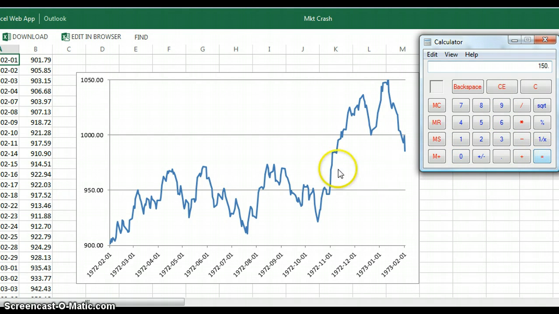So let's just look at the 1973 percentage change from the trough to the peak over here. So it's 150 divided by 900. So it's a 16% move to the upside. So it's not that big of a move right before the market went down, but you have to remember there was a rally before that.